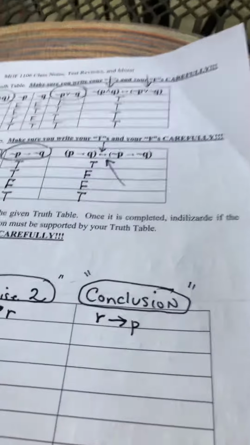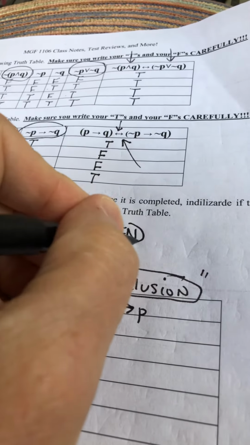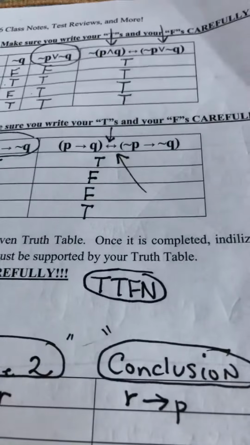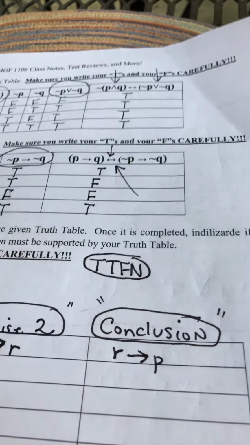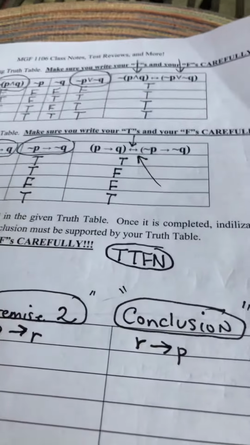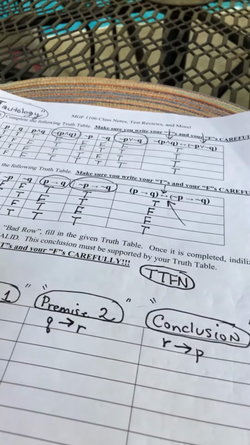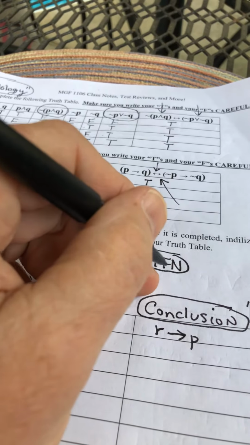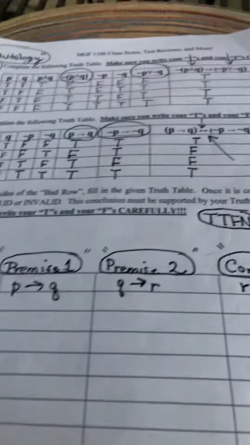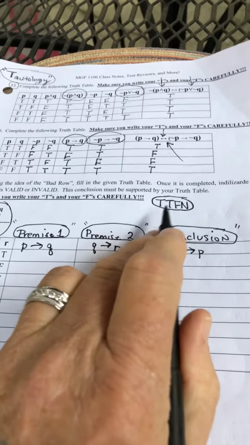Now here's the way the bad row method works. Sometimes in texting lingo, if somebody types that to you at the end of a text, they usually mean ta-ta for now. In other words, bye. Okay. Well, ta-ta for now in this case does not mean goodbye. It means if you fill this in and you see any row that has TTF in it, it means it is not a valid argument. So what we do is we start filling in our rows. And if we come across TTF, we're done. That's a bad row and the argument's invalid.